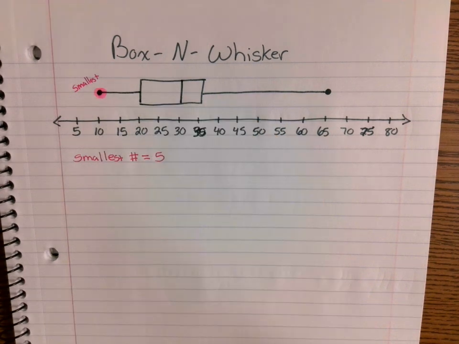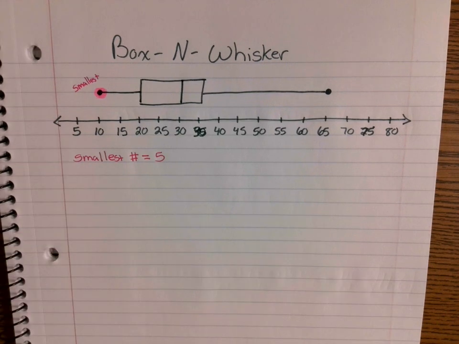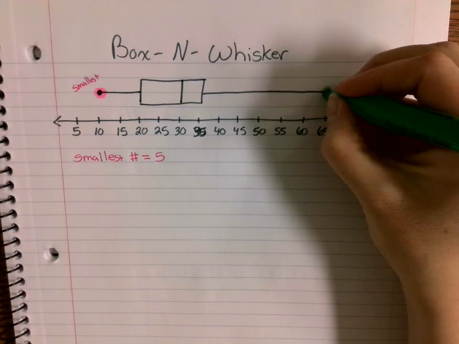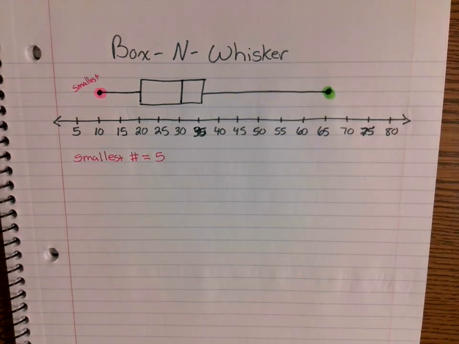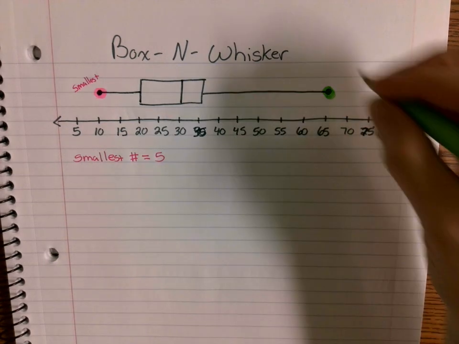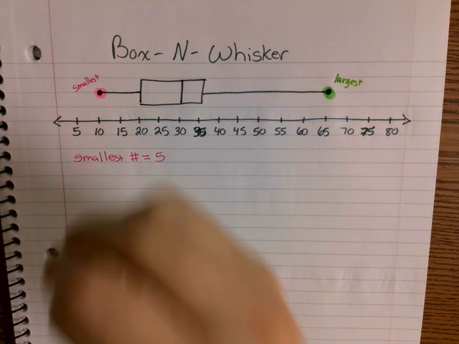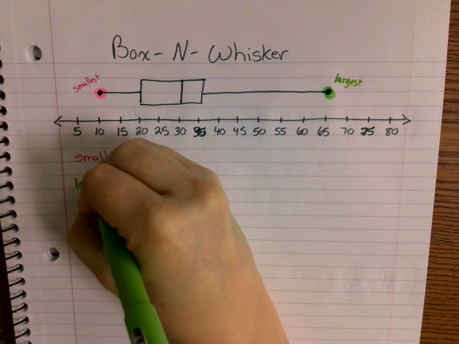Do I also know my largest number? Yeah. What is it, Amir? Not on the line. I mean on the graph itself. 65. So in my data set, the data set that I don't know, I have no idea what the data set is, but I do know that the largest number in that data set is going to be 65. So I'm going to write that down. I'm going to put down that the largest number is equal to 65.